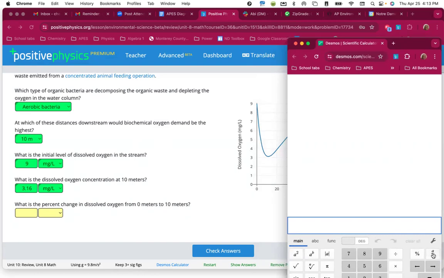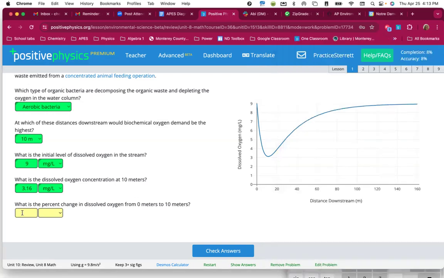So I'm going to set up this equation for a percent change. This is our new minus old over old. So our new number in this case would be the dissolved oxygen at 10 meters. And then our old one is 9, and then divided by 9. And I have this percent decrease, a negative number. And so I will type that in over here, negative 64.9%.